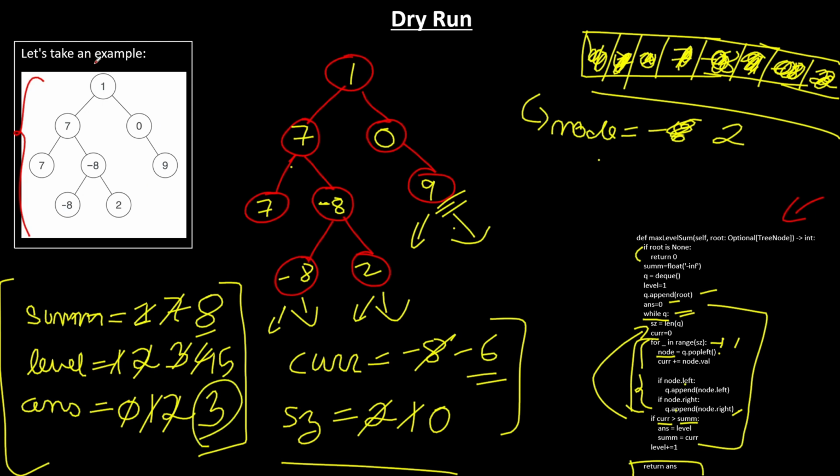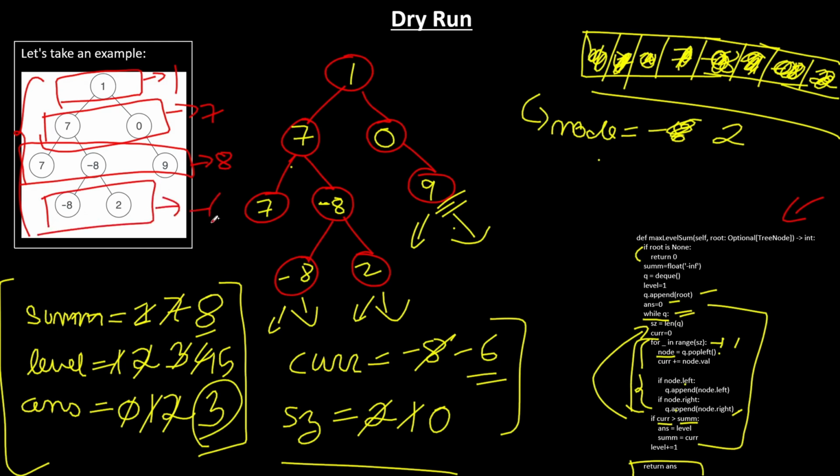If you look at the tree, sum for this level is 1. Okay, sum for this particular level is 7. Sum for this particular level is 9 plus 7 gives me 16. 16 minus 8 gives me 8, right? Sum for this level is minus 6. So according to our understanding and the question explanations, the output should be 3, right? Level 3. So which is our output here. So I hope you understood the dry run.